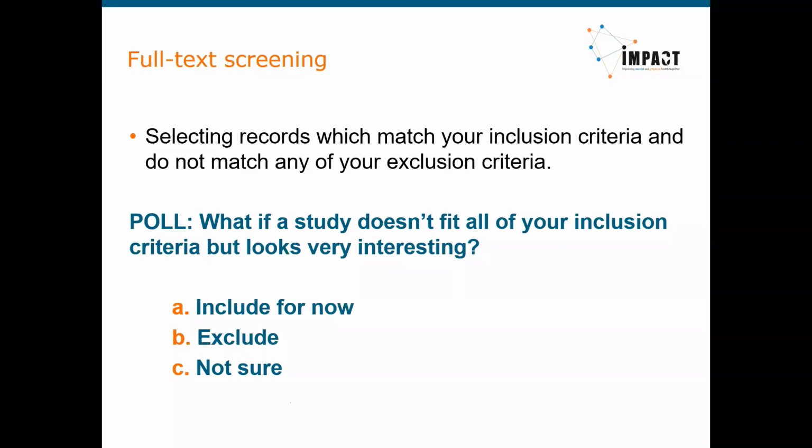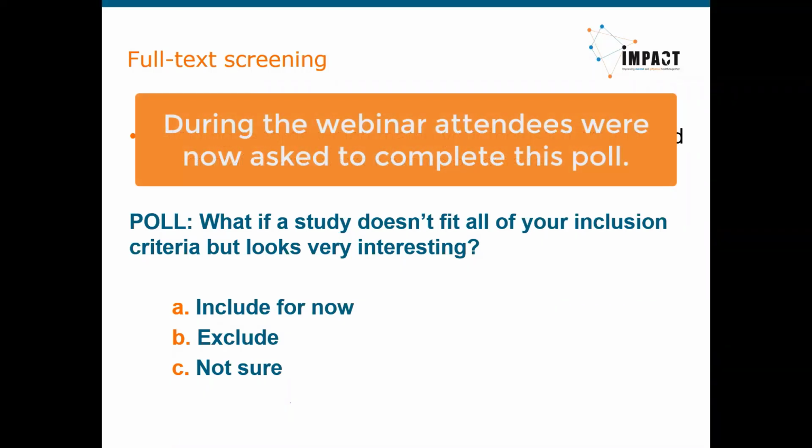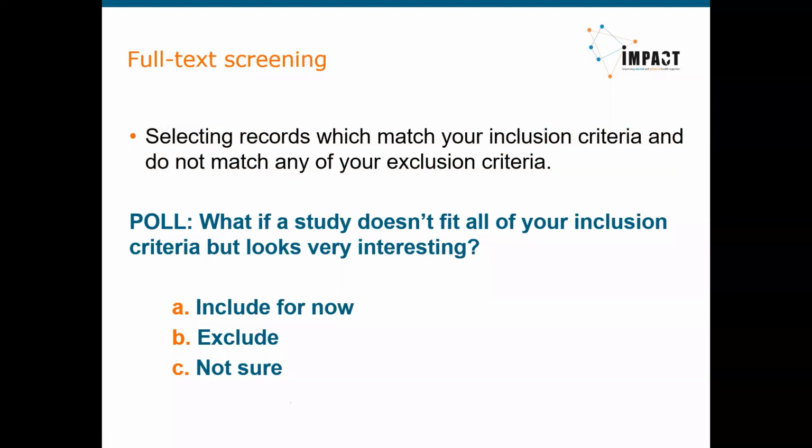So you select records which match your inclusion criteria and do not match any of your exclusion criteria. Sometimes you might see a really interesting study that is relevant for this topic, but it doesn't fit all of your inclusion criteria. What do you do with those? Do you include those for now? Do you exclude them? Or are you not sure at this stage? Okay, most people have said exclude it, and I agree with that one. Some people have said include for now.